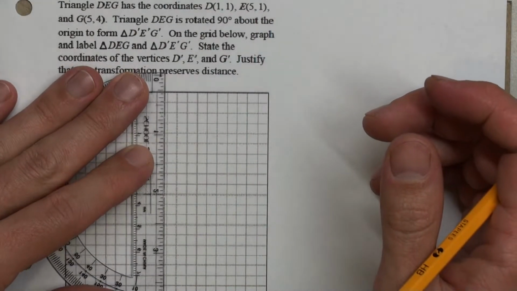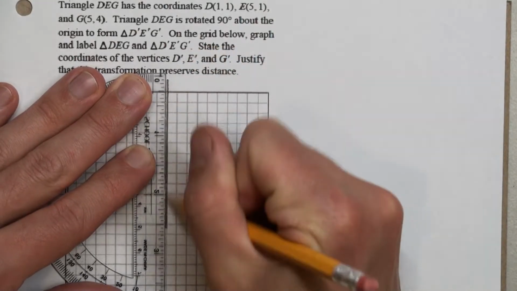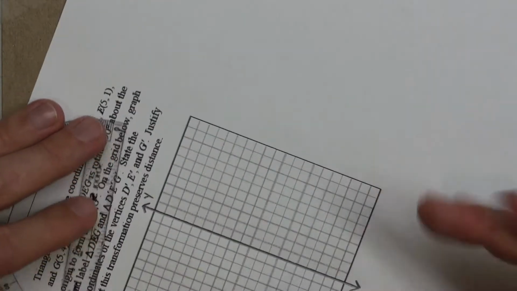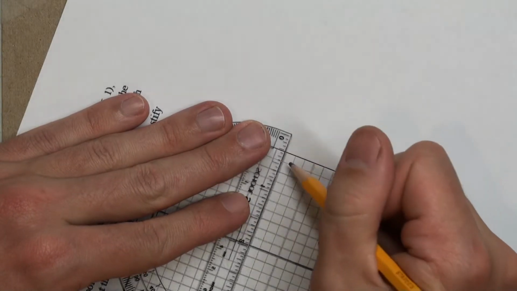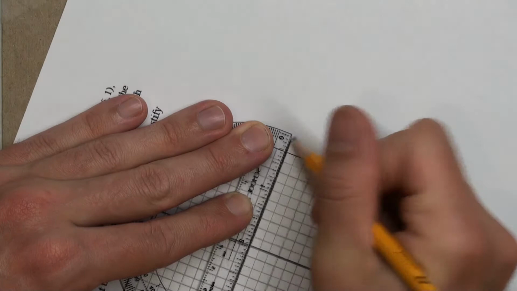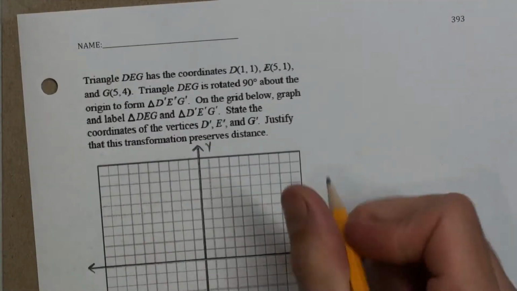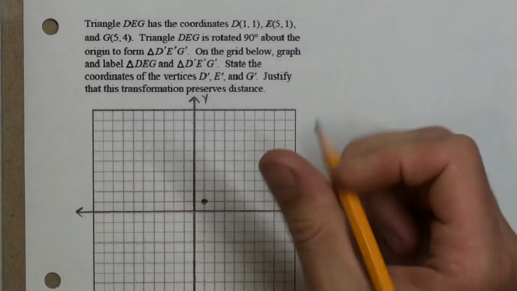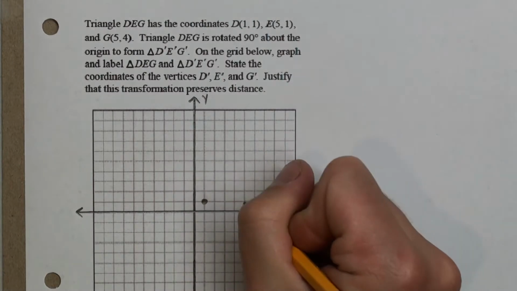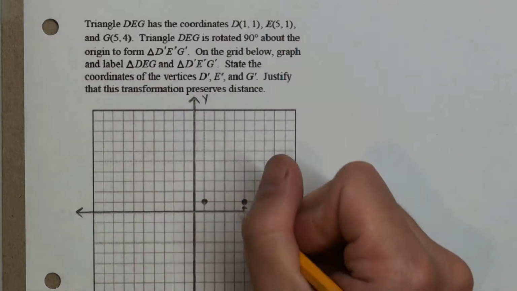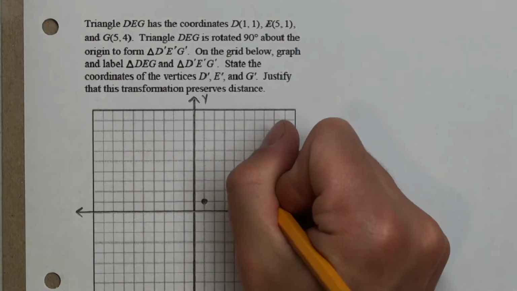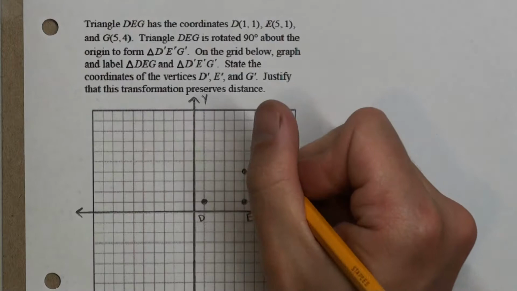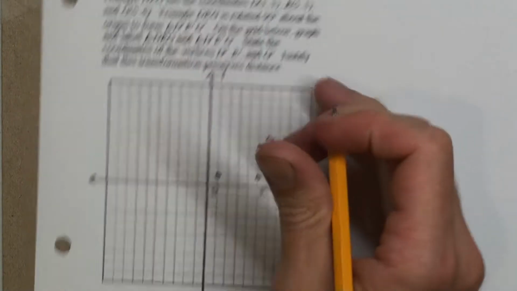So this one says we have to graph it, so let's draw our axes. The points are (1, 1), (5, 1), (5, 4): D, E, G.